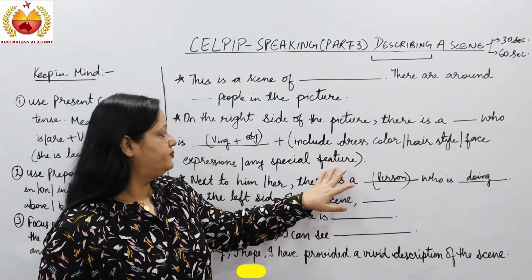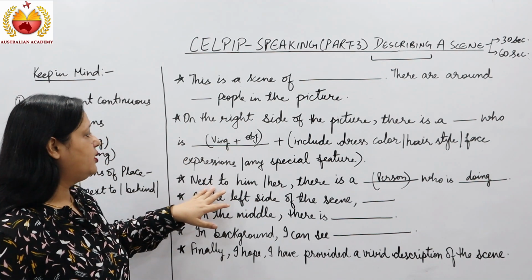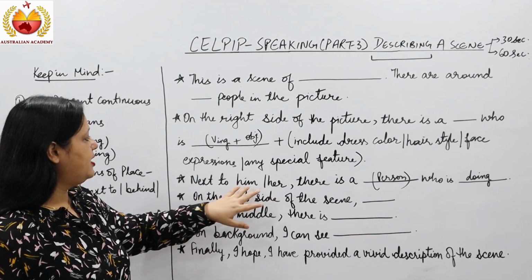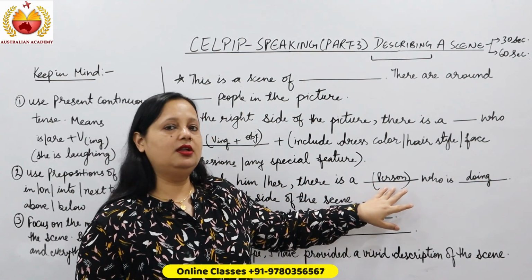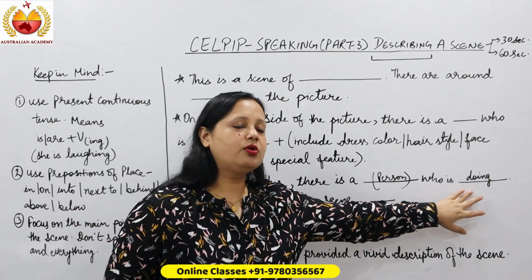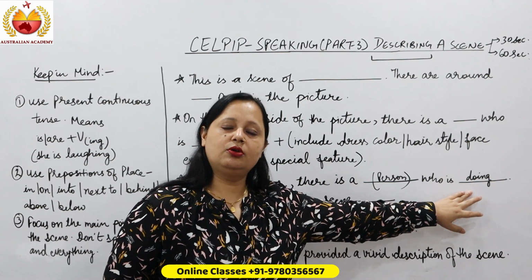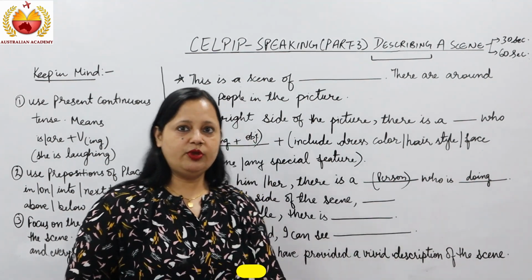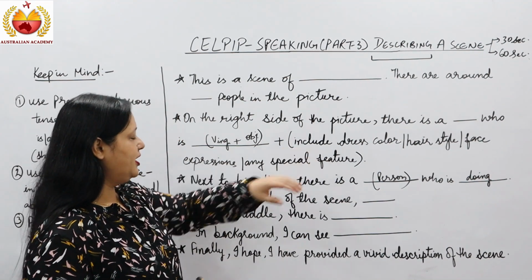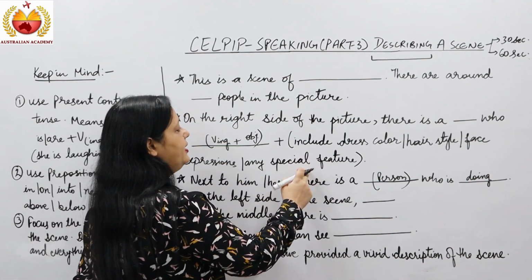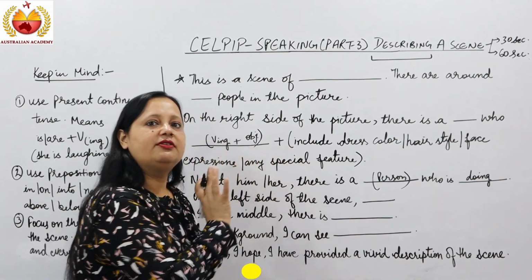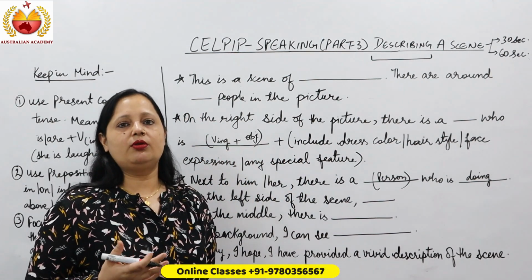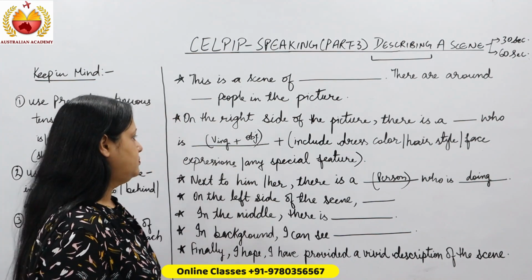Okay, then next to him or next to her. In the picture that we have taken, we would say next to him there is a girl who is reading a book, or who is busy reading a book. Then what is she wearing and all? Obviously, as I have covered it here, I won't be repeating it again and again, but make sure whenever you talk about a person, you say something additional about their appearance.